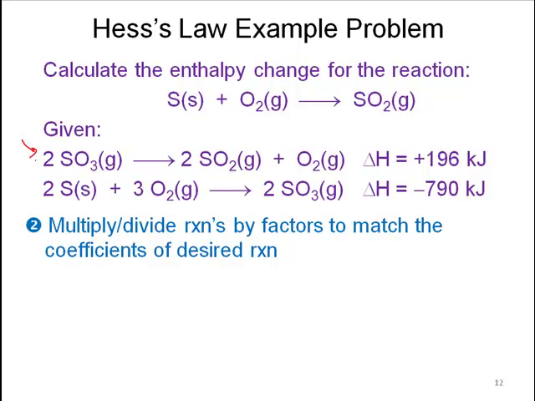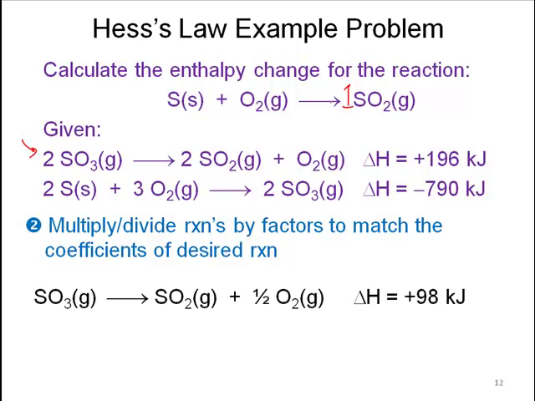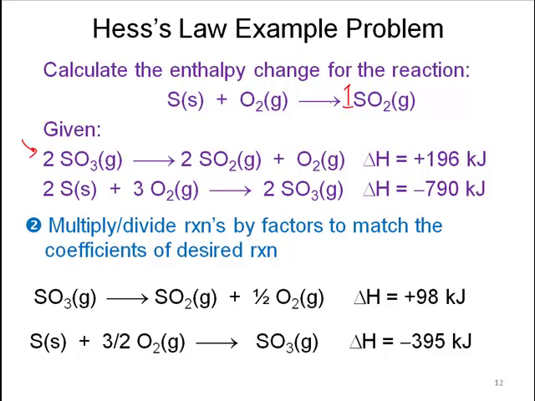To make sure we get that, we want to multiply or divide the reaction by factors to match the coefficients. So in this one, it says we've got 2SO3 making 2SO2. So what do we have to divide the first one by? 2, to get this coefficient to be a 1 here, there. So we divide the first one by 2. That gives us this reaction. The heat is divided by 2. The second reaction, what do we have to divide that one by? 2 as well. So we divide that one by 2. Okay, the negative 790 turns into negative 395.